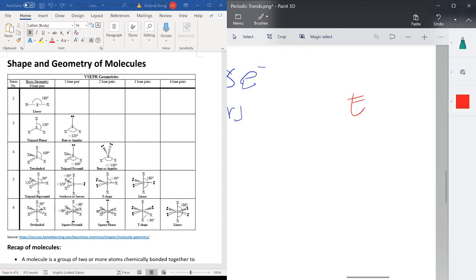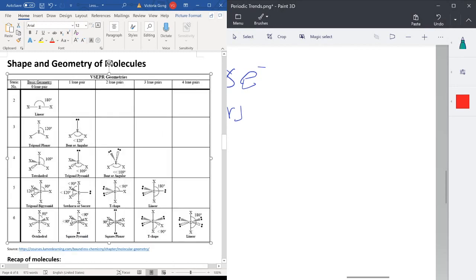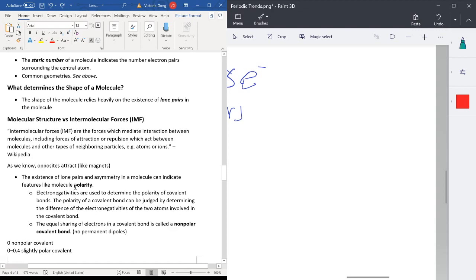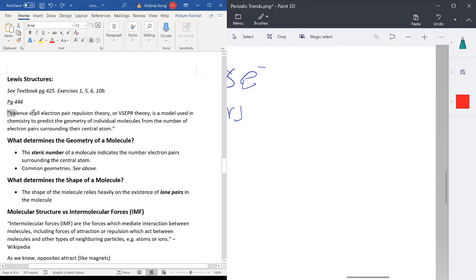There's a theory behind this, and it's called VSEPR. VSEPR is an acronym: valence shell electron pair repulsion theory is a model used in chemistry to predict the geometry of individual molecules from the number of electron pairs surrounding their central atom. This is related to the steric number idea, but it's basically saying that the valence shell pairs want to repel each other as much as possible.